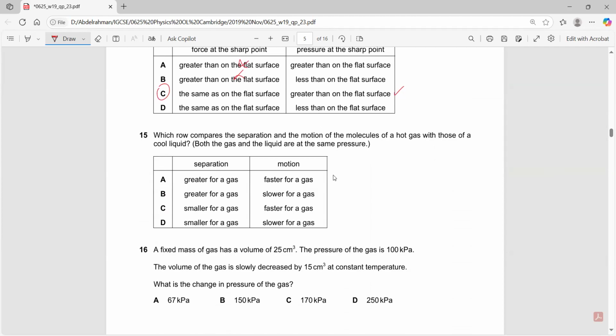Okay. Which row compares the separation and the motion of the molecules in hot gas with those in cool liquid? The separation in hot gas. What happens in the hot gas? The separation is greater. What about the motion? It is also faster in the gas.